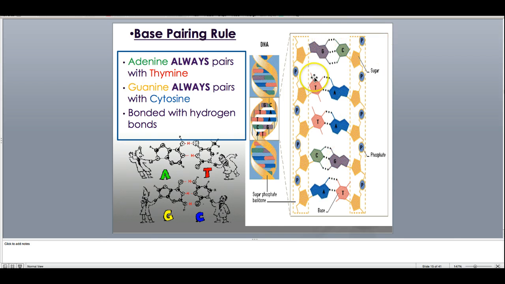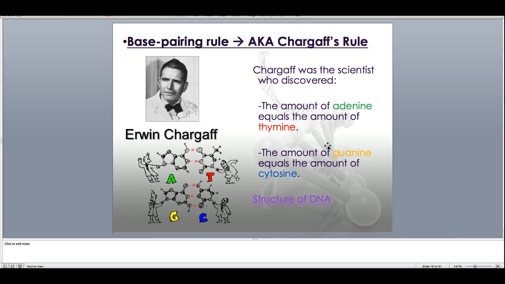So here again is our DNA structure. Here's our backbone, phosphate, sugar, phosphate, sugar, phosphate, sugar, nitrogen base bonded to another nitrogen base with hydrogen bonds, okay? The reason that we have this base pairing rule is because this amazing scientist named Chargaff, before he even knew what DNA looked like, was the one who discovered that the amount of adenine is equal to the amount of thymine, and the amount of guanine is equal to the amount of cytosine in any type of DNA molecule.